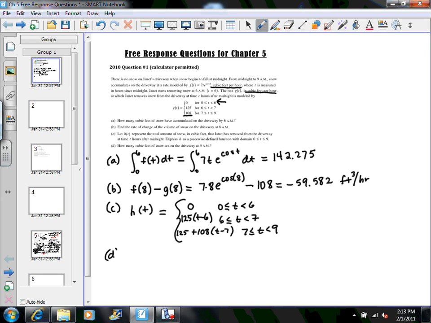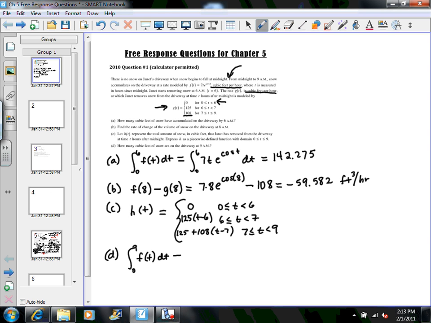Part D. How many cubic feet of snow are on the driveway at 9 a.m.? All right, so the snow has been accumulating at a rate of f of t, which is right here. And she's been removing it at the rate of g of t, which is right here. So we can link those two things together. So we're going to say between 0 and 9 hours, the integral of f of t dt, that's going to be how much snow accumulated during that whole time.